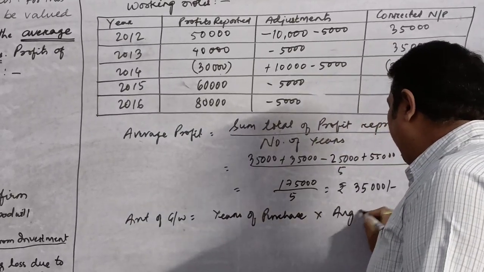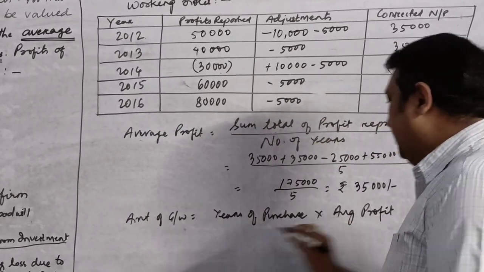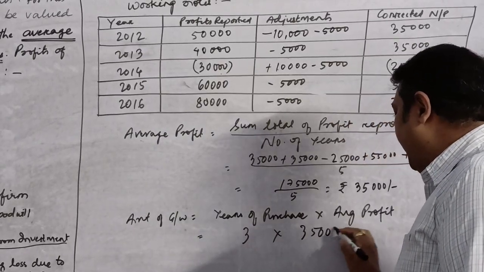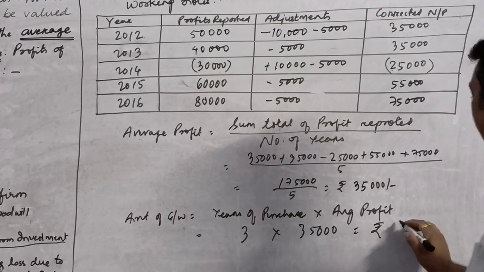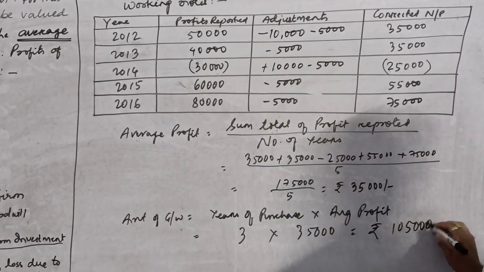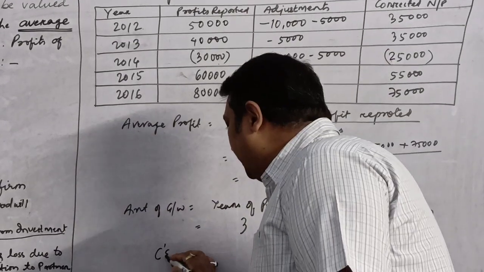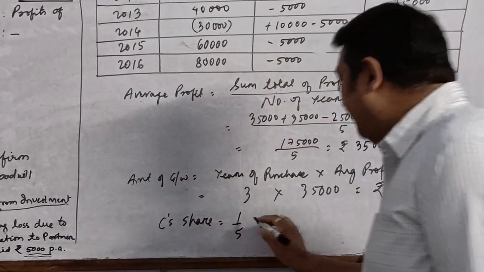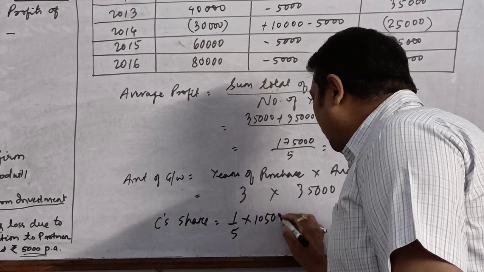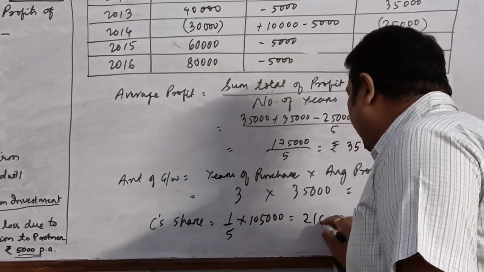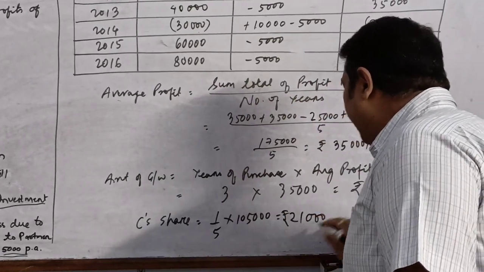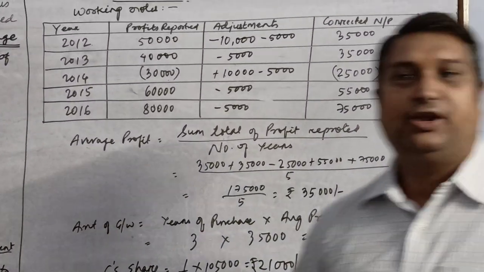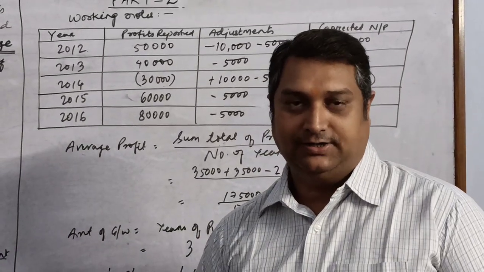So years of purchase remains the same, that is 3 years. Your average profit is 35,000. So the amount of goodwill will be rupees 1,05,000, from which you can calculate C's share. His share is 1/5 of the goodwill of the firm. So rupees 21,000 he will have to bring in order to compensate as his share of goodwill amongst the partners.